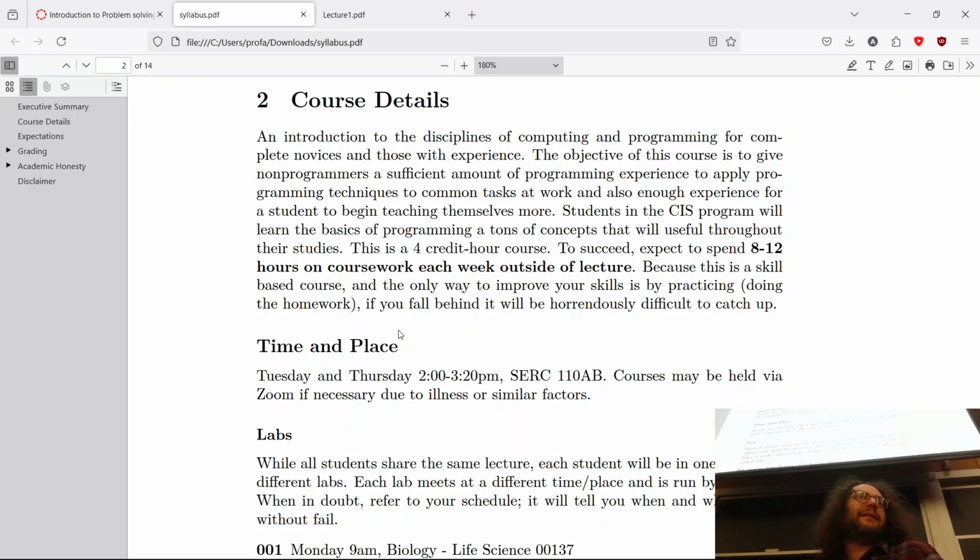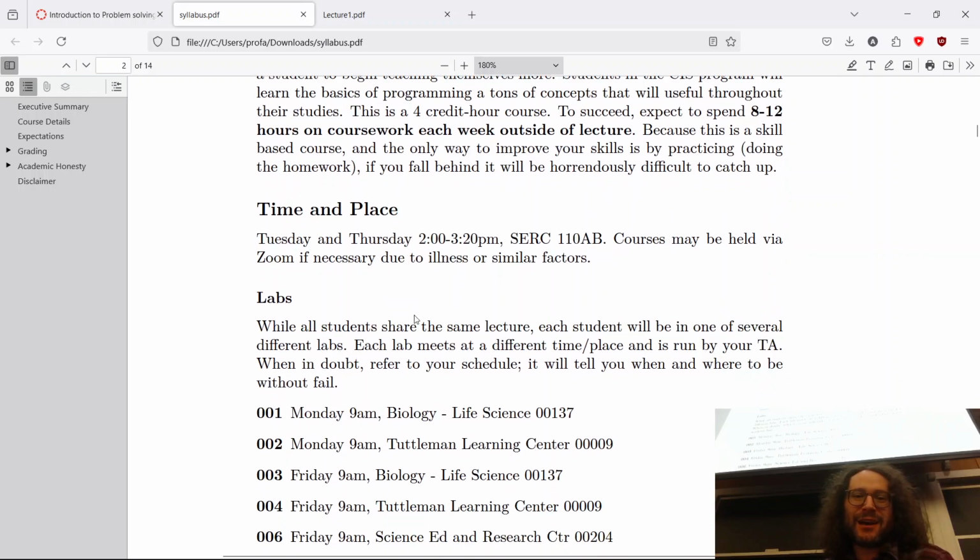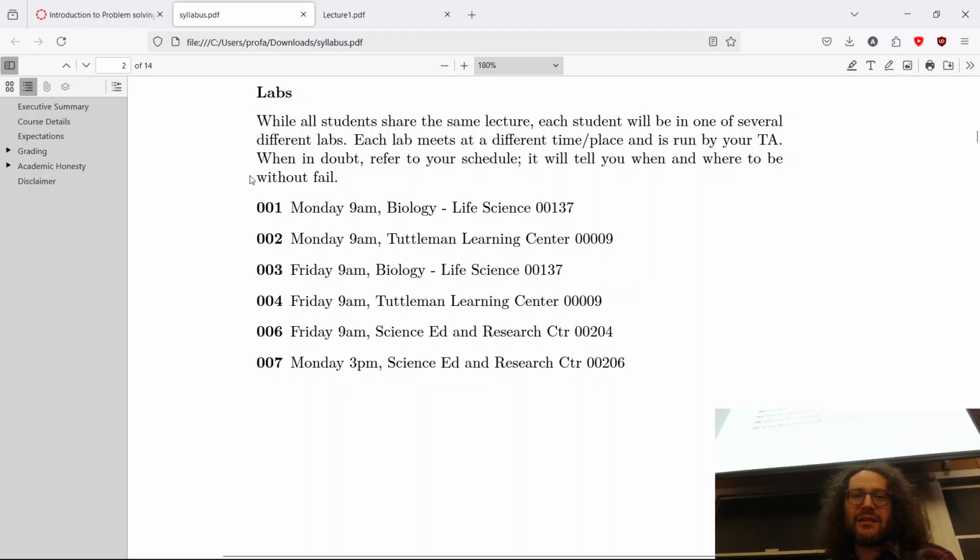If I'm sick, I might need to hold this via Zoom. I'm very good at doing Zoom lectures, though, so that'll be fun. Okay? And then, if you haven't taken a big class like this, especially for this, you've already been through here. Most of you have taken one semester already or more.